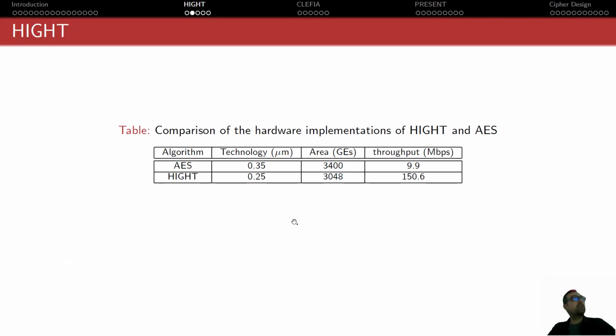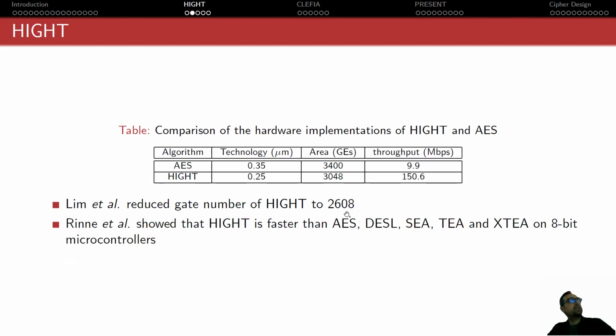So in the original paper, they showed that AES requires around 3400 gate equivalents, but HIGHT requires fewer gate equivalents, and the throughput is higher. But this is one of the problems in hardware comparisons, since they're not using the same technology. Actually, trying to compare them doesn't make much sense. But people generally don't have the same platform to compare these devices. There are some papers where they make it even lower with respect to gate equivalents. And there are some papers which show HIGHT is faster than some other lightweight designs on 8-bit microcontrollers.